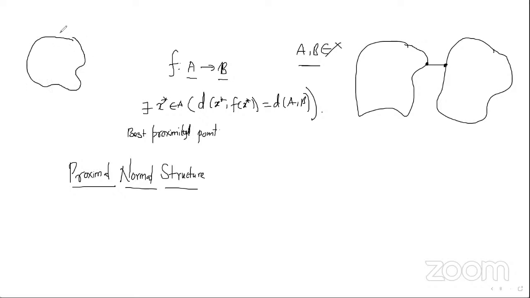Normal structure is: given any subset A of a nonlinear space, every subset of A will have a non-diametral point. The diameter between x star and A will be strictly less than the diameter of A. So how can we extend this to proximal normal structure? Suppose we take any two subsets.